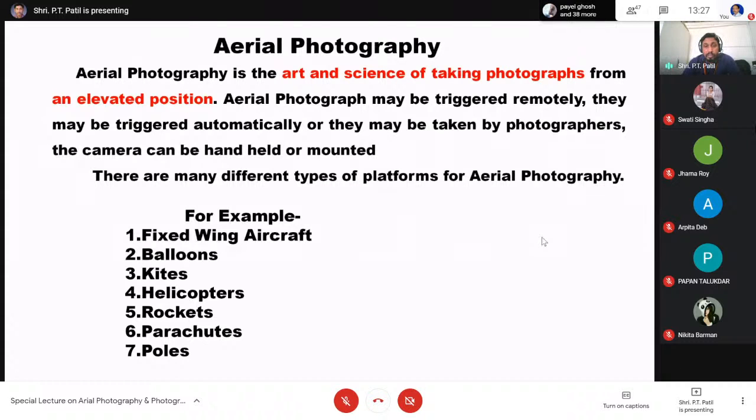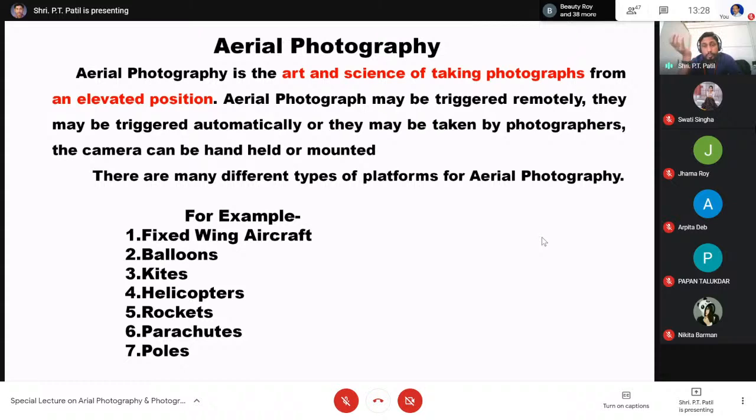So what is the basic definition of the aerial photograph? It is the art and science of taking photographs from an elevated position. From an elevated position means either you are on the ground with the help of a pole or with the help of the residual hill. If you trigger the photo, that is also known as an aerial photo. Or even with the help of a balloon, or a fixed wing aircraft, if you take the photo, then it is also nothing but the aerial photograph.